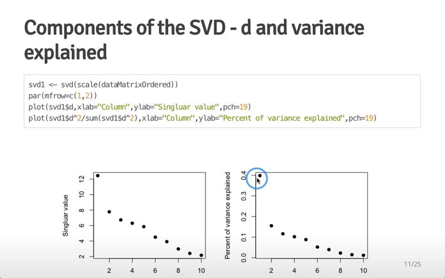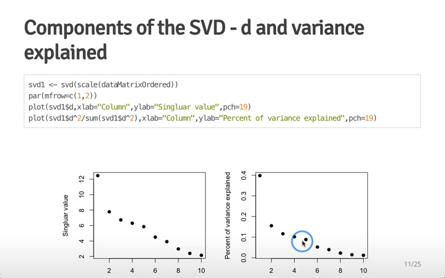So what you can see is that the first right and left singular vector together explain about 40% of the variance in that matrix. The second right and left singular vectors explain much less variance. They only explain about 15% of the variance in the matrix, and so forth. This is an important plot because you can actually see how many patterns explain most of the variation in the data set.